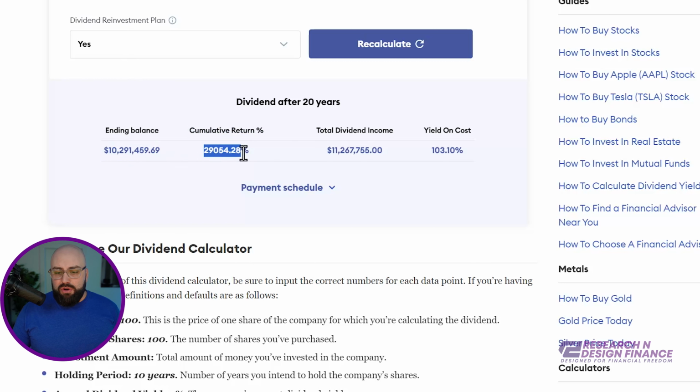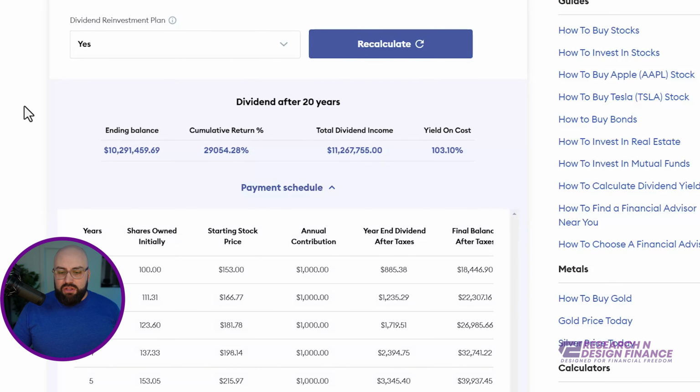Now, my ending balance here at the end of 20 years with a 5.92% yield with an annual contribution of $1,000, which is only $81 a month as an annual contribution, this actually turns out to be $10,291,000 with a return of $29,000 in dividend income, $11,267,000. And then you can actually look at the payment schedule.